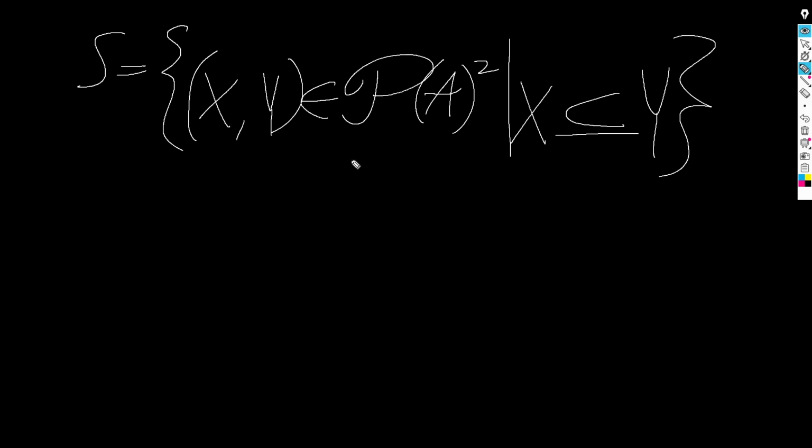When comparing and working with subsets of some set A, we use what's called the subset partial order, which is this partial order on the power set of A.